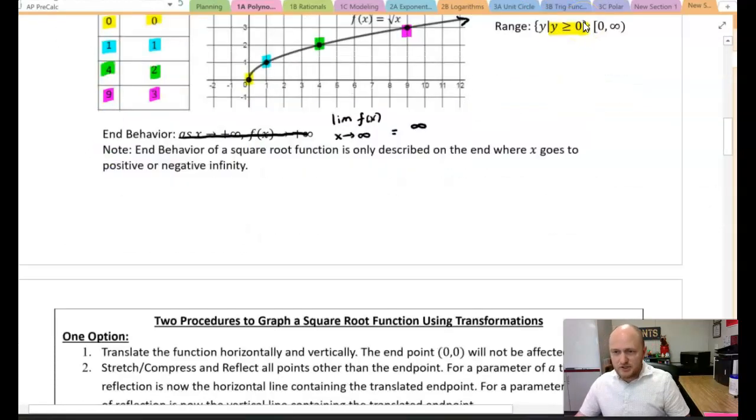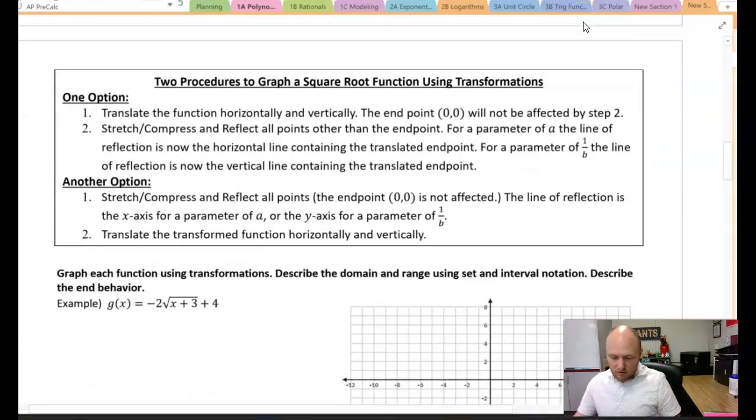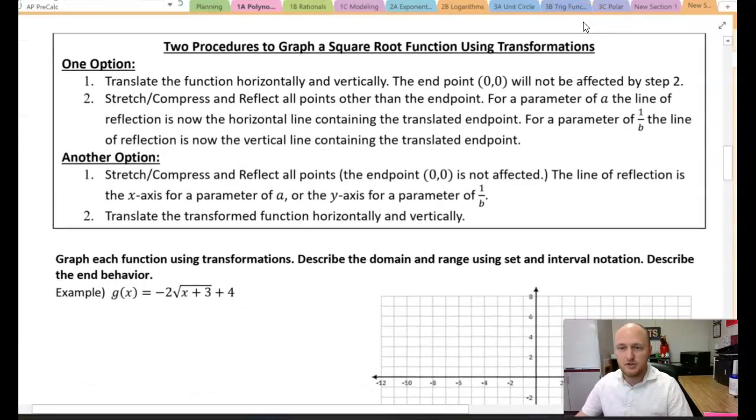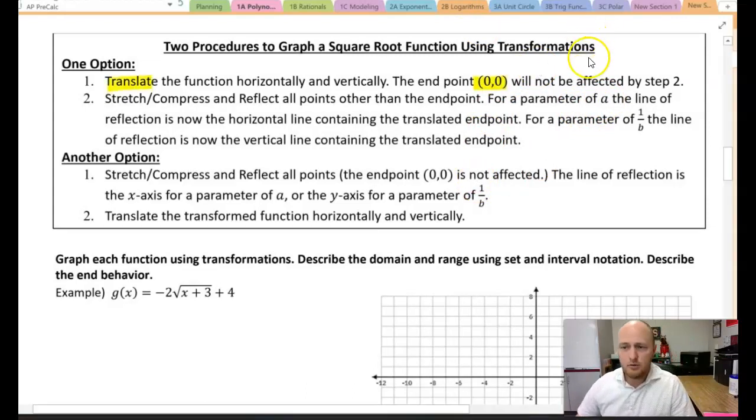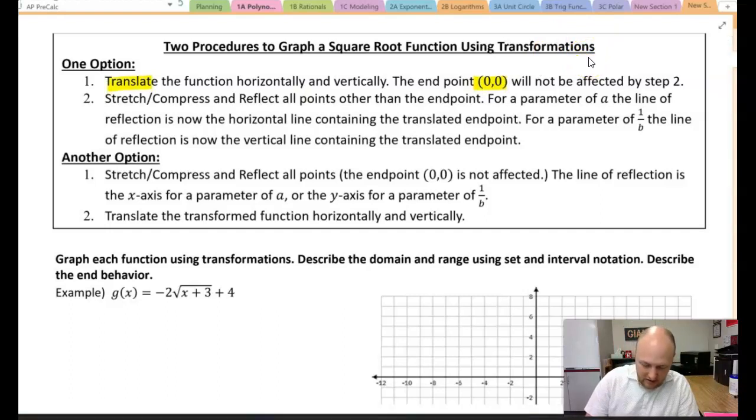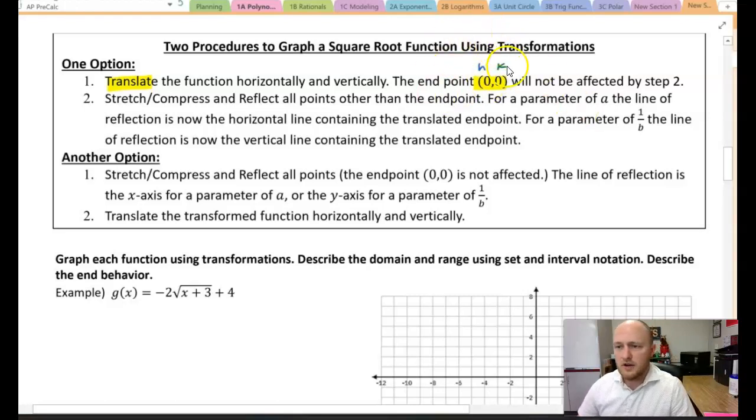Okay, so there's a couple of procedures that we can use in order to graph square root functions using transformations, and I tend to use the first one. I will translate the function, the endpoint 0, 0 to h comma k. I just take it and I make it h comma k, and then this will have all of our translations built into every single point.